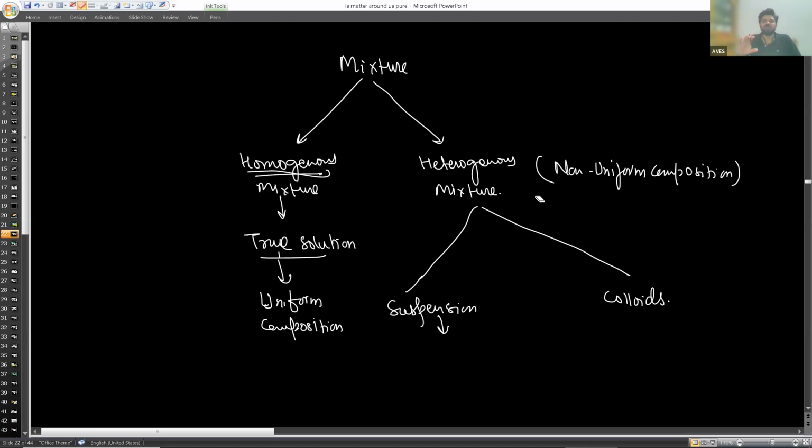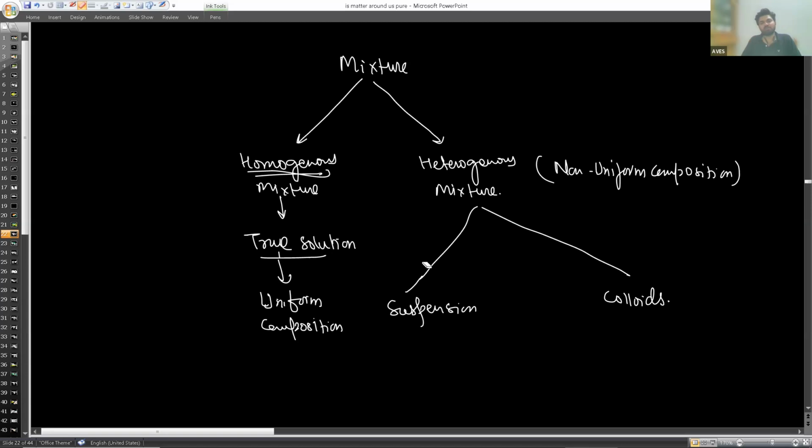Heterogeneous mixtures are those mixtures that don't have uniform composition. We have divided heterogeneous mixtures into two parts, suspensions and colloids. The word suspension comes from suspended. Suspensions are particles that do not remain in the solution. For example, if you have sand and water, you dissolve sand in the water, and when you keep the glass, all the particles of sand settle down. We call them suspensions.